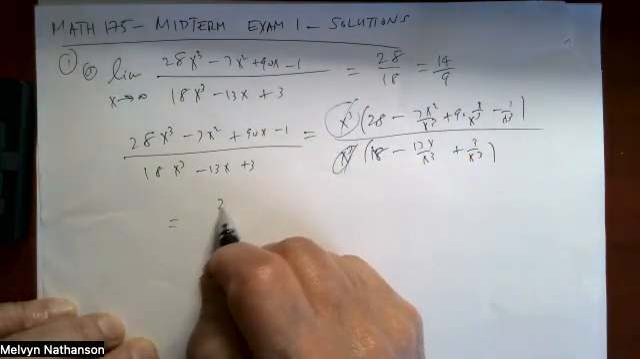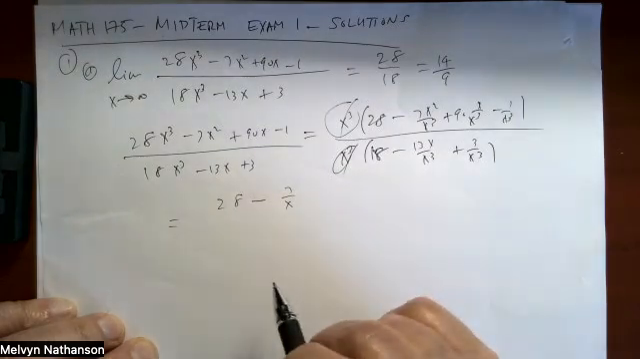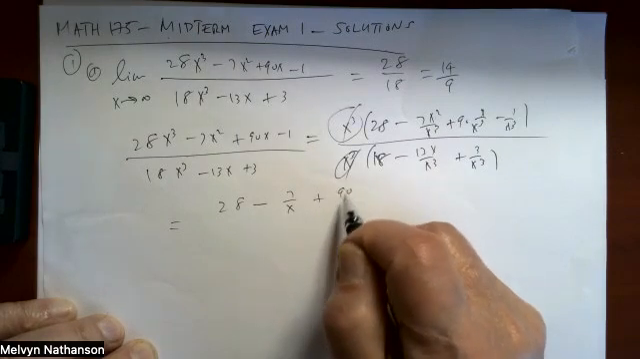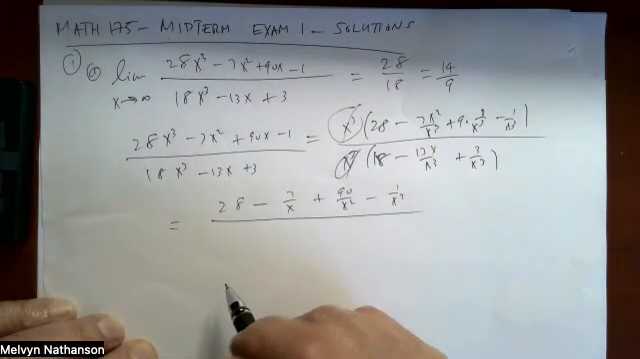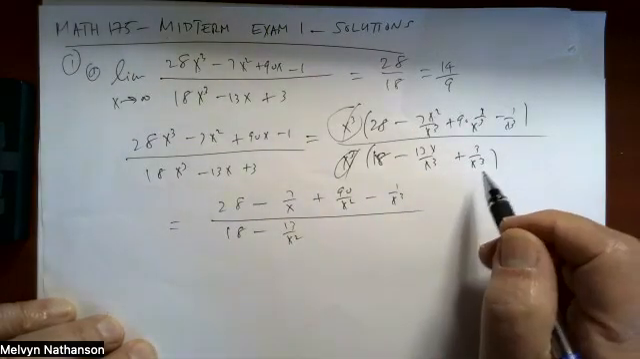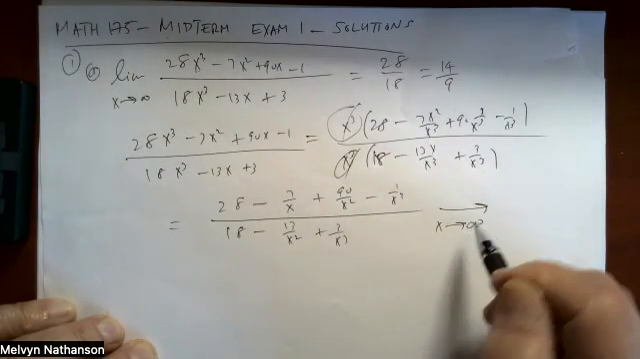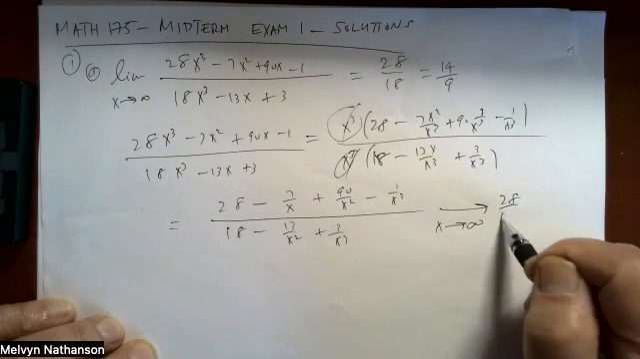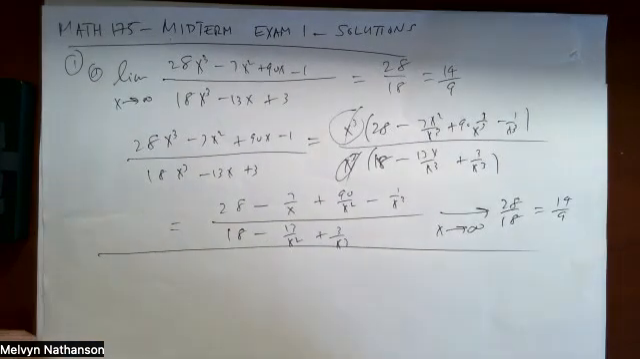So in the numerator, 28 minus, x squared over x cubed is 1 over x, so 7 over x. x over x cubed is 1 over x squared, plus 90 over x squared minus 1 over x cubed. And in the denominator, you have 18 minus 13 over x squared plus 3 over x cubed. And you can see that as x goes to infinity, these terms all go to 0. So the limit is simply 28 over 18, or 14 over 9, as I say. So that's part A.